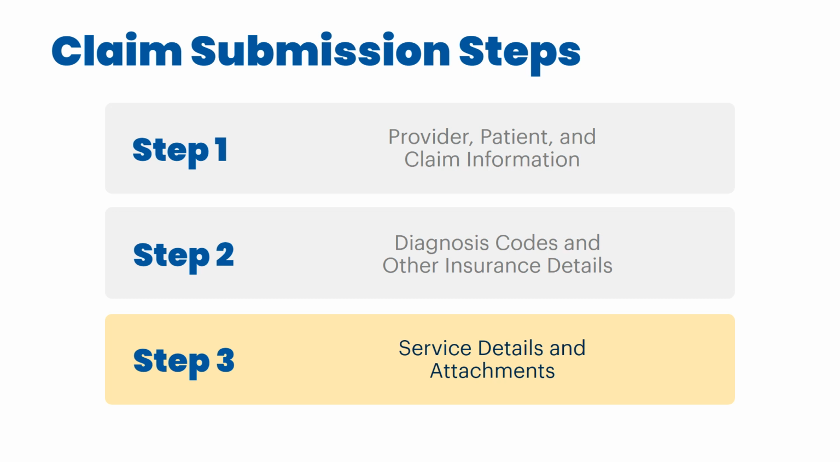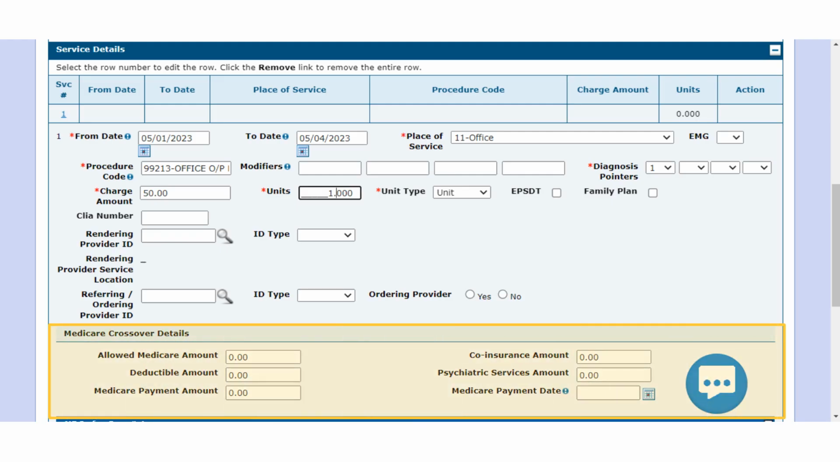Step 3 of submitting a crossover claim will allow you to provide service details and attachments for the claim. The Medicare Crossover Details panel will display at the bottom of the Service Details panel when Crossover Professional is selected as the claim type in Step 1. Use the Medicare explanation of benefits to complete the fields as applicable.